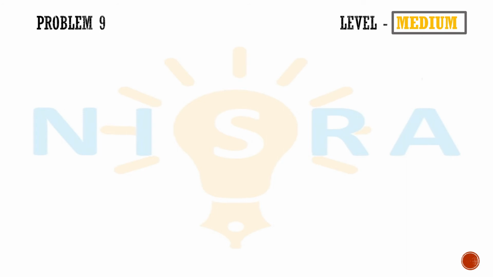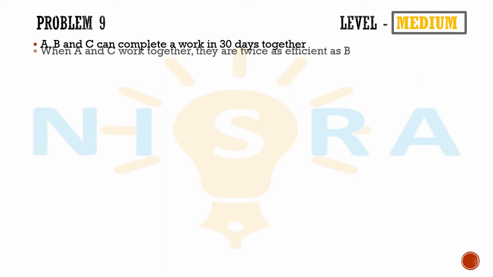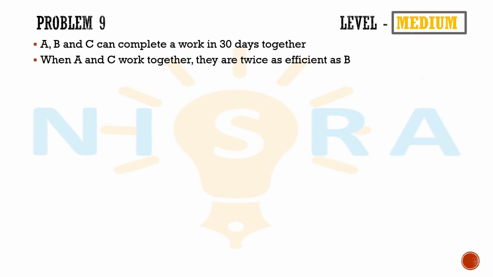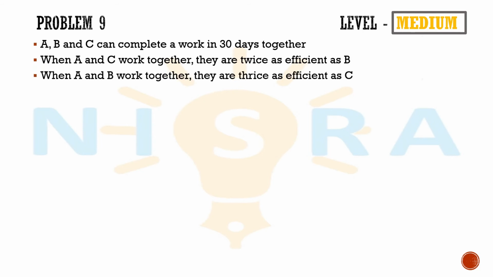Now we look into problem 9. A, B, and C can complete a work in 30 days together. When A and C work together, they are twice as efficient as B. When A and B work together, they are thrice as efficient as C. In how many days can A complete the work?